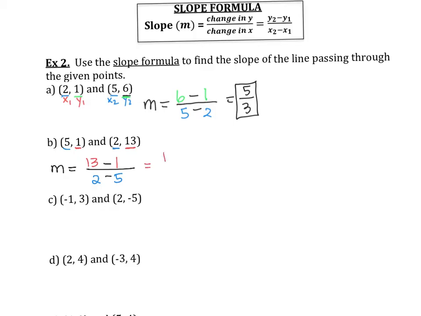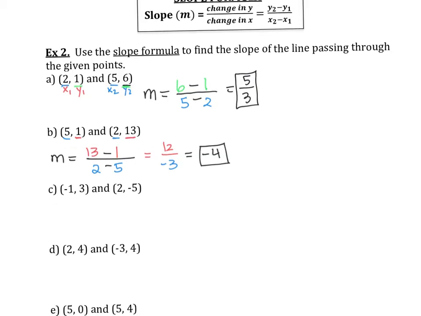Okay, once I have it plugged in, I'm going to subtract. 13 minus 1 is 12. 2 minus 5 is negative 3. Okay, and then 12 divided by negative 3 is negative 4. Okay, so while fractions are great, if you don't need a fraction, don't use a fraction. Okay, now I'm going to start introducing a little bit of negatives, but it's always the same formula.